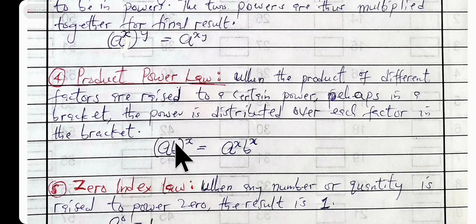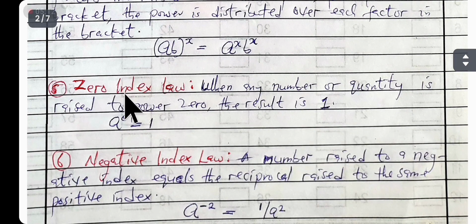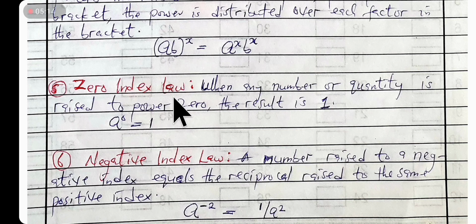Now we have the zero index law. When we talk about the zero index law, what are we talking about? When any number or quantity is raised to power zero, the result is 1. Anything raised to power 0 is 1. That is what the law is saying. A raised to power 0 is equal to 1. 100 raised to power 0 is 1.